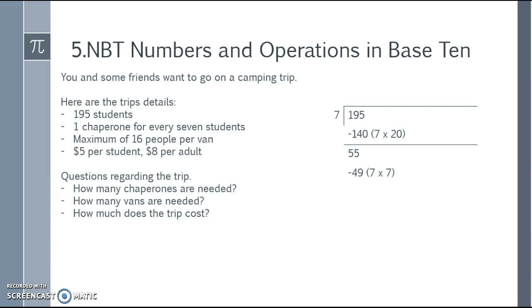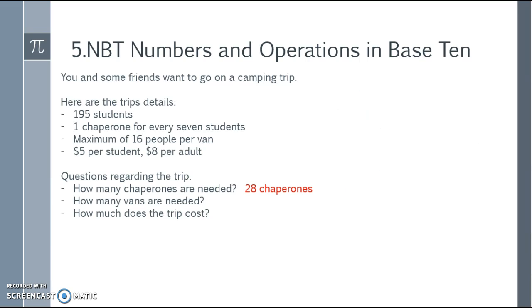I also know that 7 times 7 is 49 with a remainder of 6. So to find the entire result, we add the pieces that we multiplied by 7 with to get 27. However, there are still 6 kids that won't have a chaperone. So therefore, we would need 28 chaperones in order to have all of our students covered.